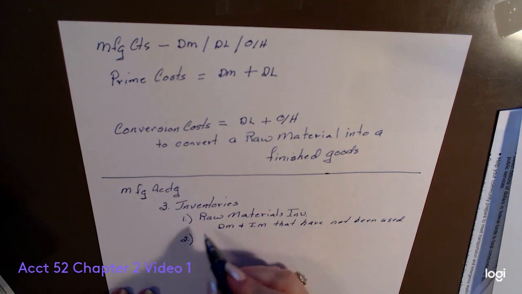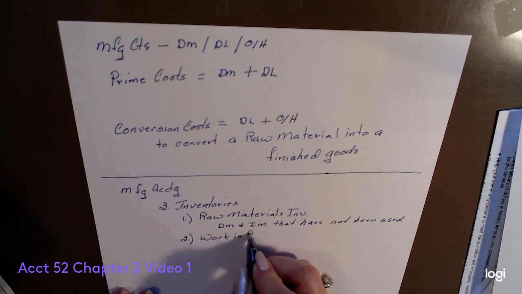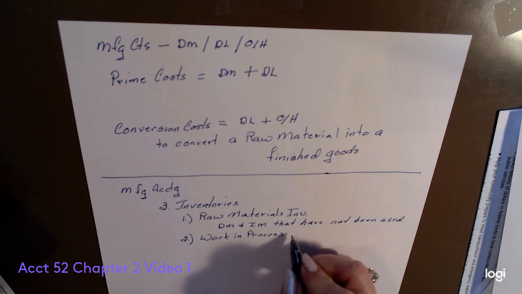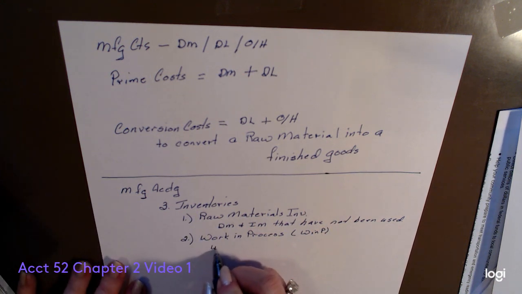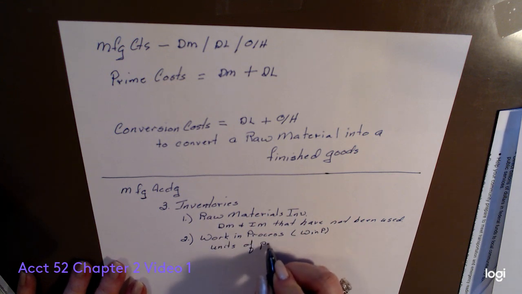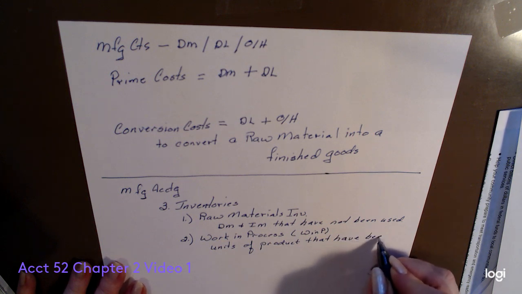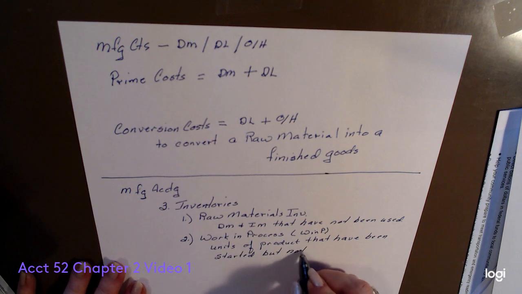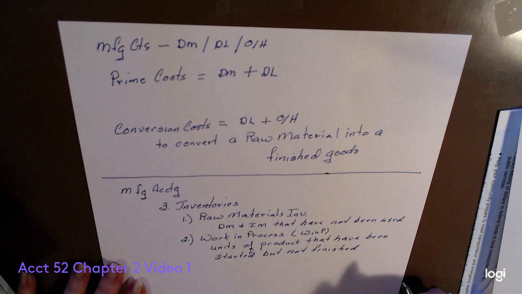The second one is what they call work in process. This can be work in process, work in progress, goods in process, but we're going to use work in process, or WIP. These are basically units of product that have been started but not finished, at the end of the accounting period.